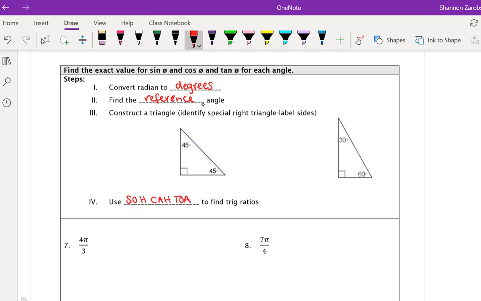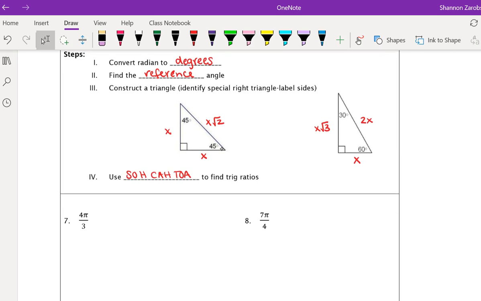So remember, a 45, 45, 90 degree triangle is x, x, x root 2. Oops, I wrote a 3, but it's a root 2. Okay. In a 30, 60, 90 triangle, it's x, 2x is the hypotenuse, and x root 3 is the long leg. Okay, so we need to know that.